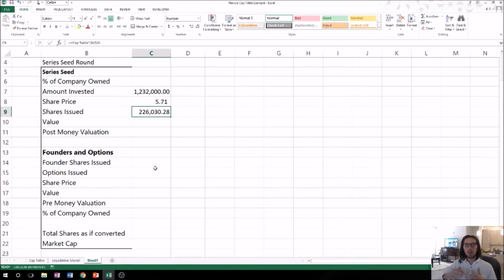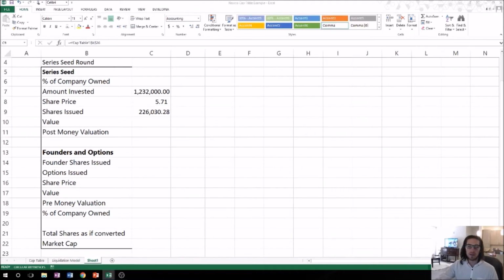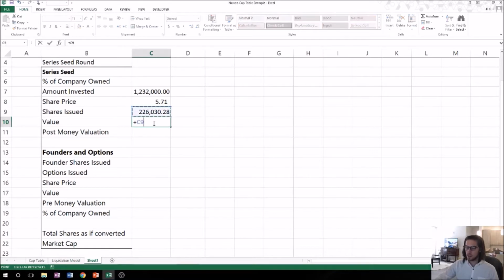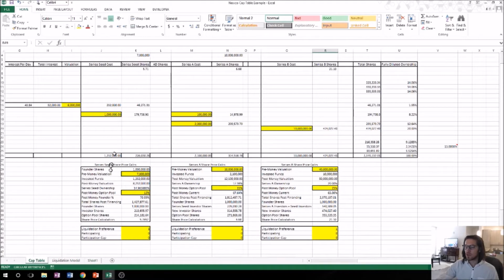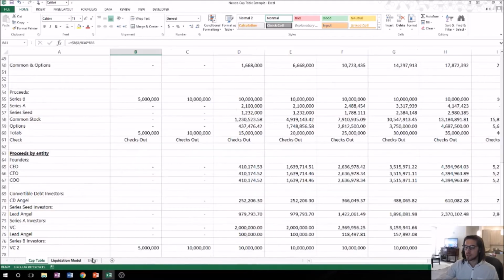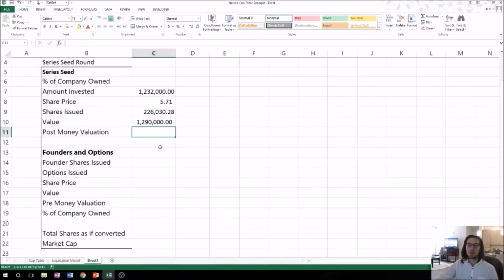Now if this was the Series A round, we'll do it a little bit different, and you'll see how we do it whenever we get down to that one. The value is the shares issued times the share price. So 1.290. So that's about what converted, if I'm not mistaken. It's about how much converted into actual shares. And then the post-money value. So the post-money value is also a factor of the percent of company owned, so we'll calculate that in a minute as well.